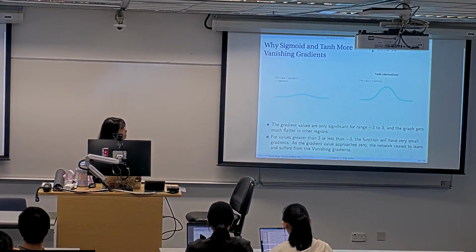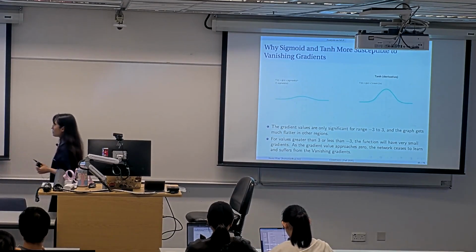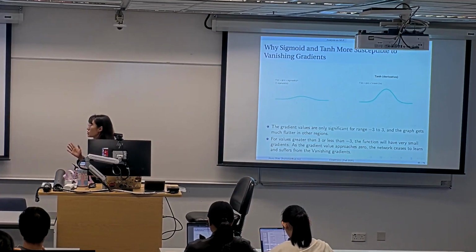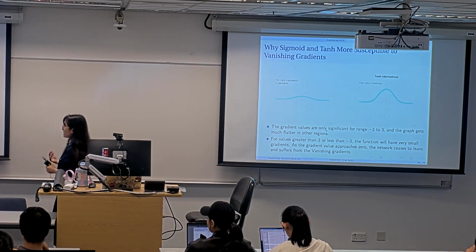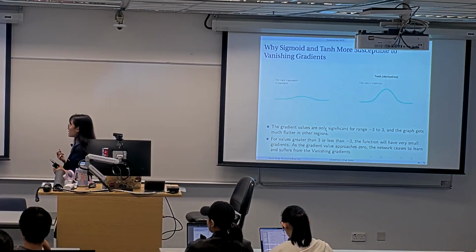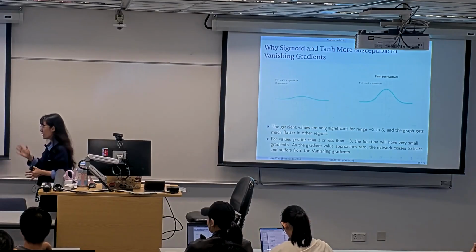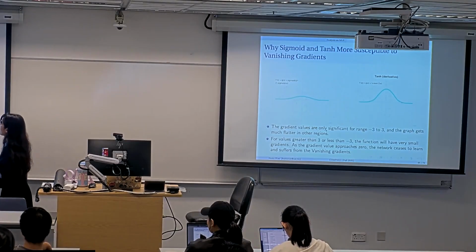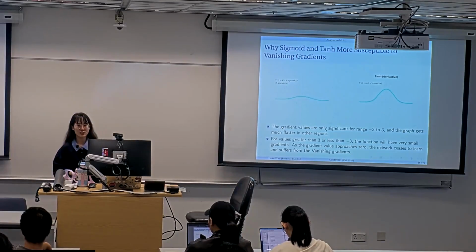After observing these two derivatives, we find that the gradient values are only significant for the range -3 to 3, and the graph gets much flatter in other regions. So for values greater than 3 or less than -3, the function has very, very small gradients. And as the gradient value approaches 0, the network ceases to learn and suffers from vanishing gradients. That's why we see that sigmoid and tanh are more susceptible to vanishing gradients. And that's why ReLU is even better.